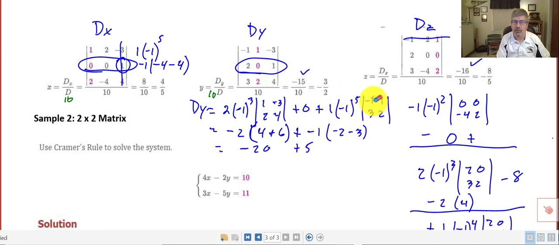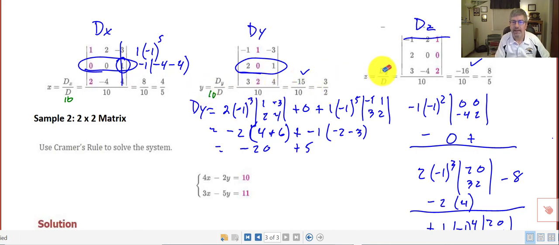And we find the determinant of that 2 by 2. Negative 1 times 2 is negative 2, minus 3 times 1. So negative 1 times a negative 5 is a positive 5. Negative 20 plus 5 is negative 15. So my numerator is negative 15. My denominator is still 10. And I get negative 3/2 for y.